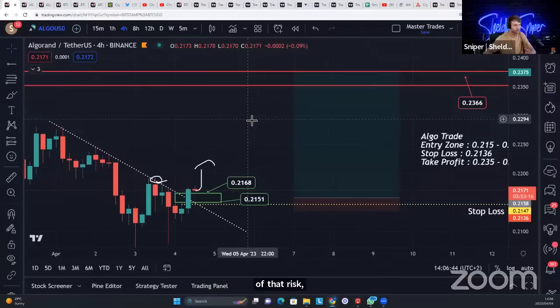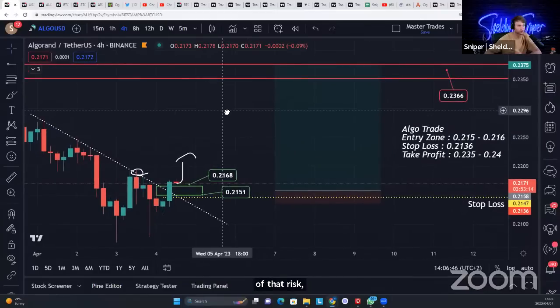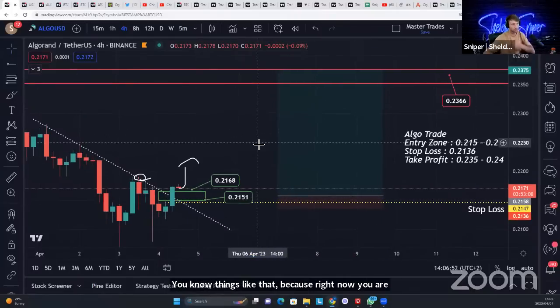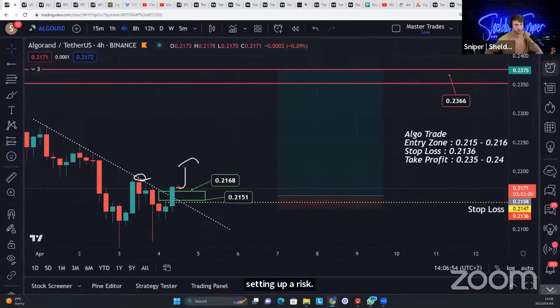Get rid of that risk so you can breathe, you can take a break, you can go chill, things like that. Because right now you are sitting at 1% risk, and you can reduce that to 0.5%, if not a lot more as it goes.